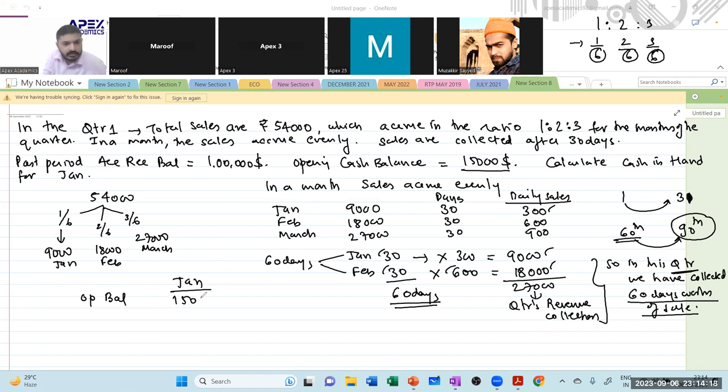15,000. Correct? Have we collected any receivable balance? Yes. Receivables balance collected is 1 lakh. Revenue collected is $300. Why $300? On the first day of January, the sale that you make is collected on the 31st day of January.